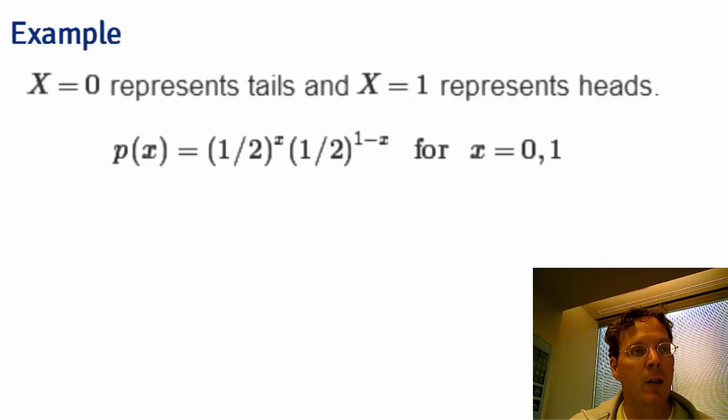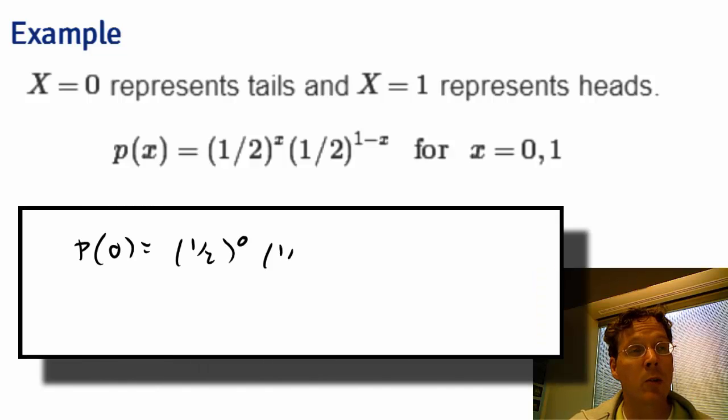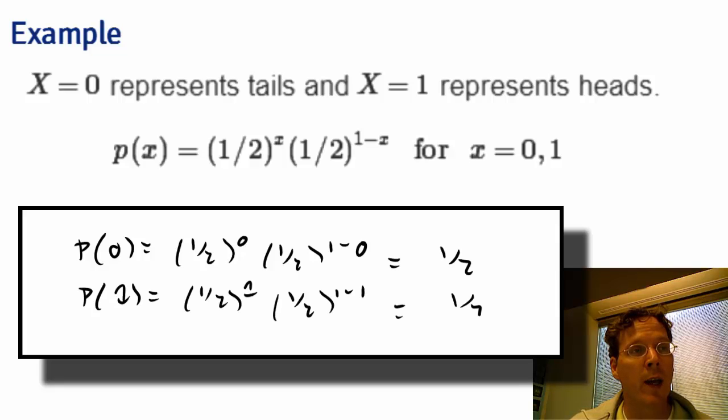So in the PMF down here, we have p(x) equals 1/2 to the x, 1/2 to the 1 minus x. So if we plug in x equal to 0, we get 1/2, and if we plug in x equal to 1, we get 1/2. And this merely says that the probability that the random variable takes the value 0 is 1/2, and the probability that the random variable takes the value 1 is also 1/2. This is for a fair coin, but what if we had an unfair coin?